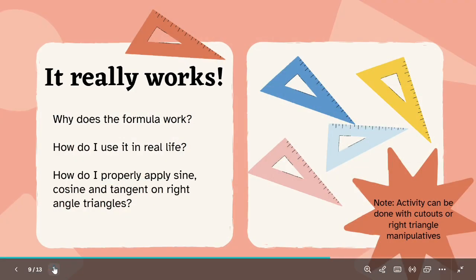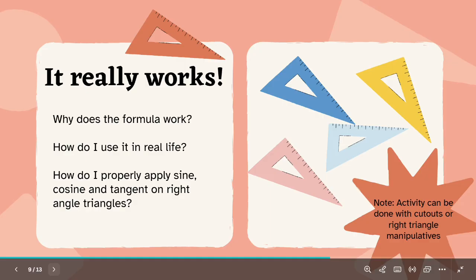Perfect. So now that we have explored a variety of ways to understand the relationships between the sides and angles of right triangles, we're going to do an activity that shows us whether or not these ideas actually work in practice. And I called this It Really Works. In this part of the lesson, students will be given cutouts of various right triangles, each with two known side lengths but no angles. So their task would be to find out which trig ratio, sine, cosine, or tangent, they are going to need to find the missing angle based on the sides they have.